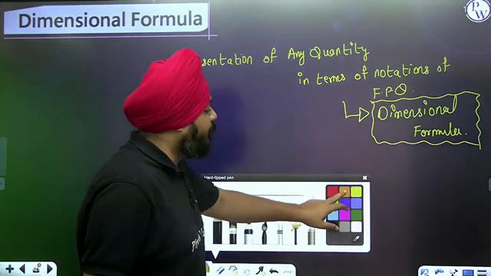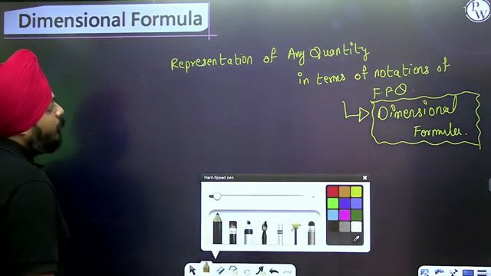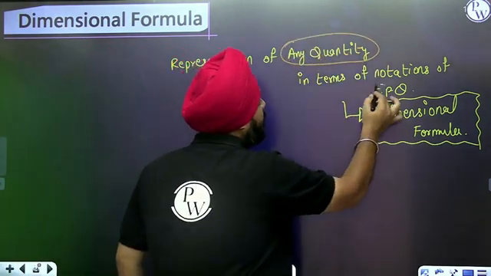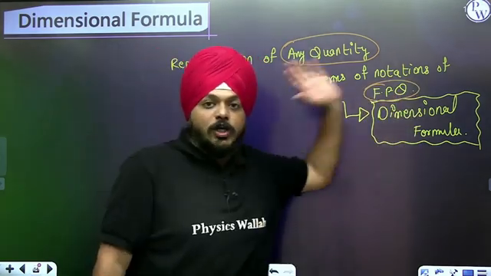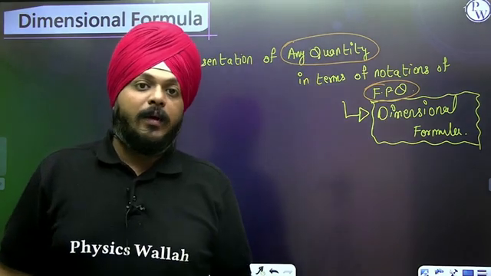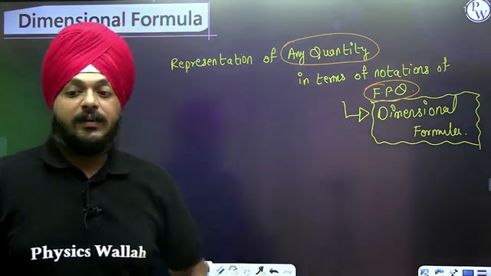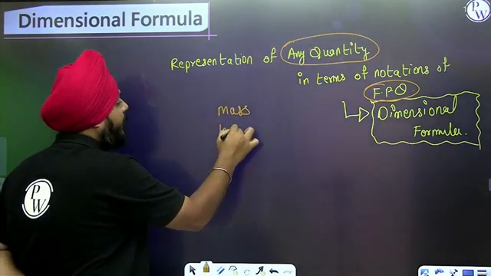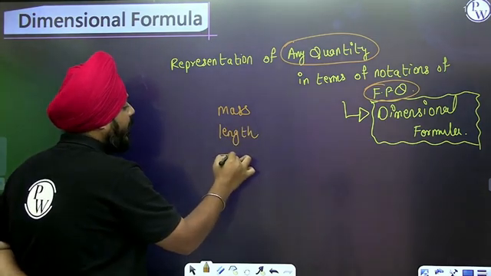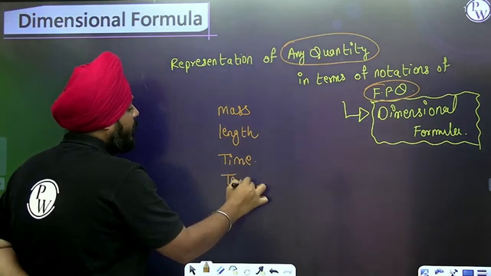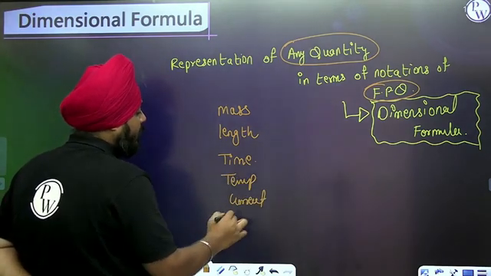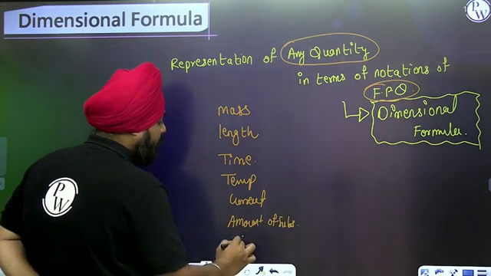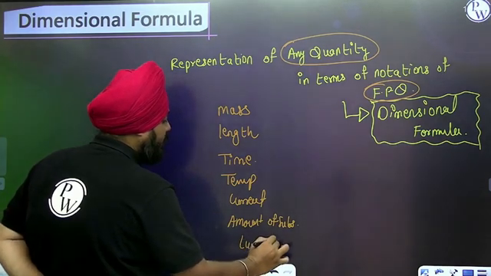What is the specific notation? We want to represent any quantity in terms of the notations of the fundamental physical quantity. How are we going to represent that? For that, I have to write down first the 7 fundamental physical quantities: mass, length, time, temperature, current, amount of substance, luminous intensity.